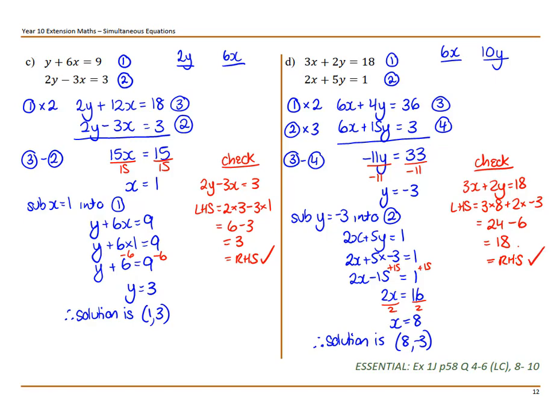So time to practice. Simultaneous equations, one of the most critical things that you learn in maths. You use it for so much problem solving. It is assumed knowledge in mathematical methods. You will also cover it in general. So spend the time to master it.